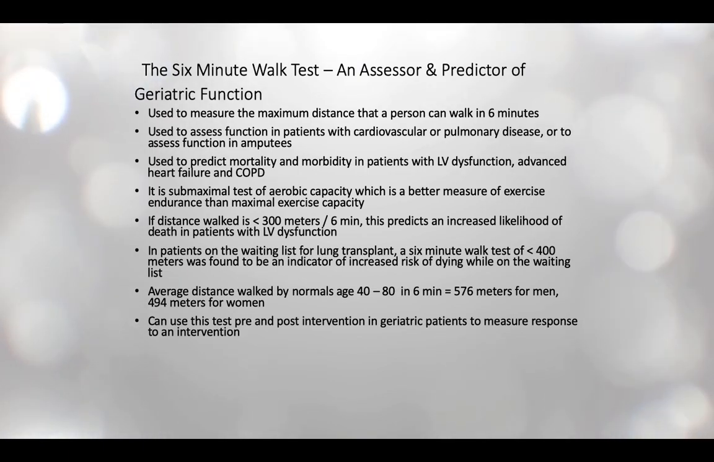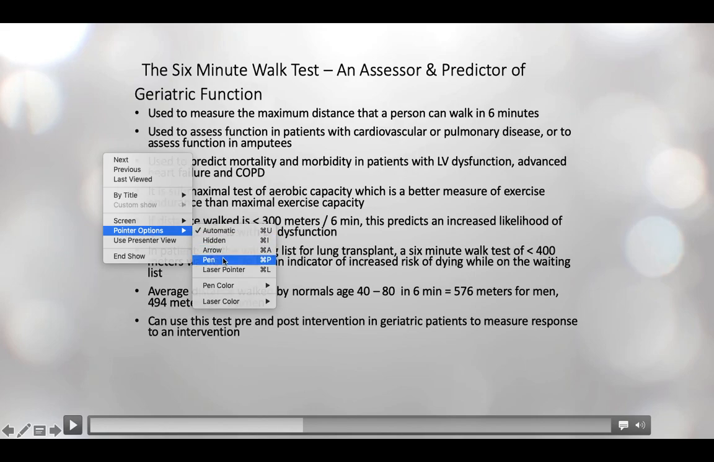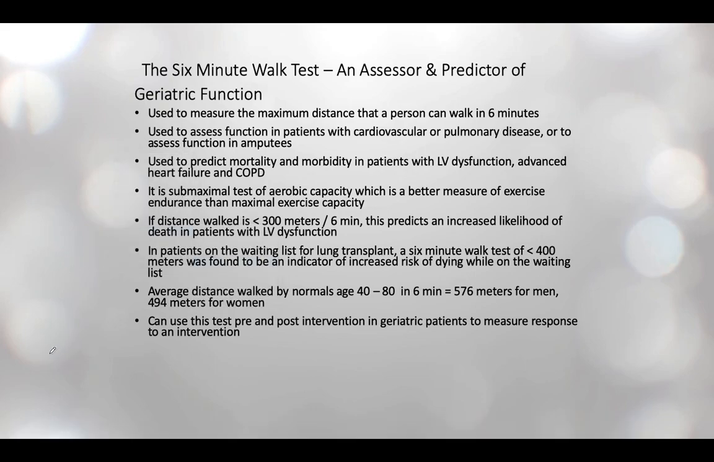And the last test for today's lecture is 6-minute walk test. It is an assessor and a predictor. First of all, the 6 minute walk test. We ask the patient, we make the patient to walk for 6 minutes. अब कैसे? See, this is your patient.